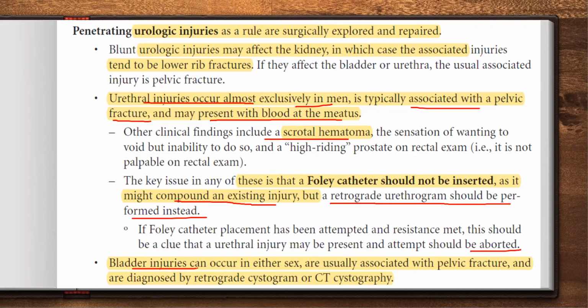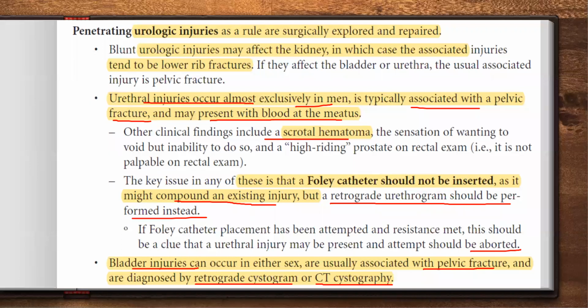Sometimes this patient can have bladder injuries, which can be associated with pelvic fracture, and you can diagnose it by doing a retrograde cystogram or a CT cystography. It's not CT urogram, we do CT cystogram. Okay, it's a little bit different. So you are only looking for the bladder injury in this case.